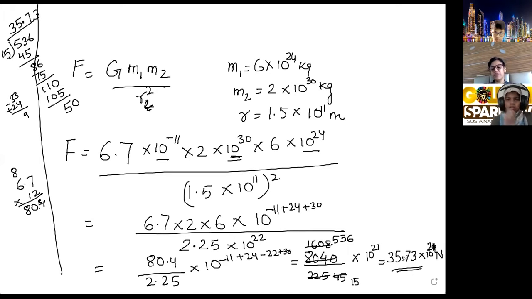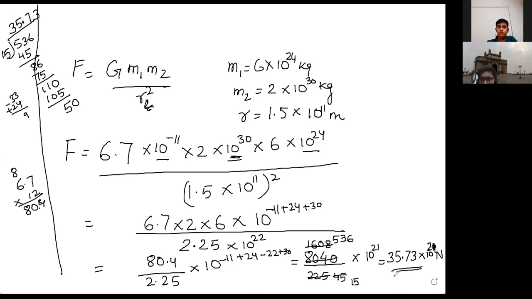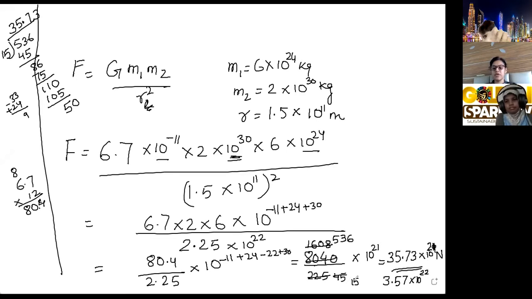You can write 35.73 into 10 raised to 21 Newton if you want, but usually we write in standard form. You have learned what is standard form. Standard form means only one digit should be there before the decimal. So I should make this 3.57 into how much? What should be the power? 22, ma'am. Yes. Okay. 10 raised to 22 Newton. So in standard form, 3.57 into 10 raised to 22 Newton.